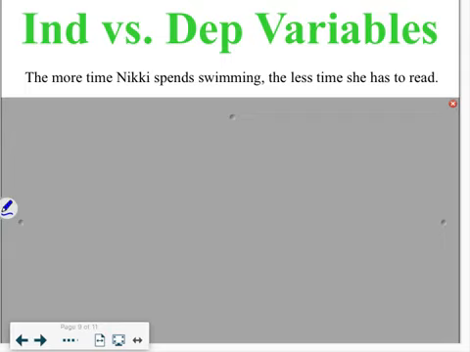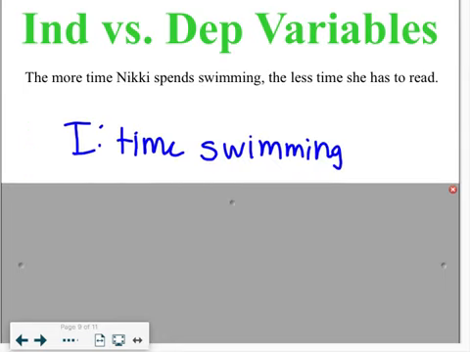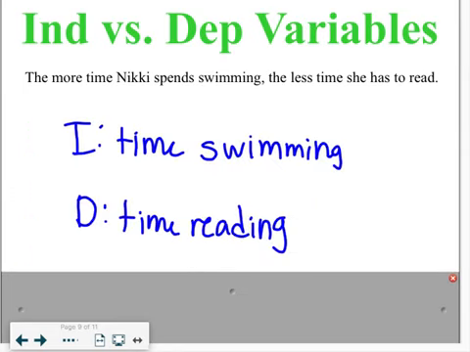Go ahead, see if you can identify the independent and dependent variable in this scenario. Independent is the time spent swimming. Dependent is the time spent reading. The more she swims, the less hours in a day she has to read.